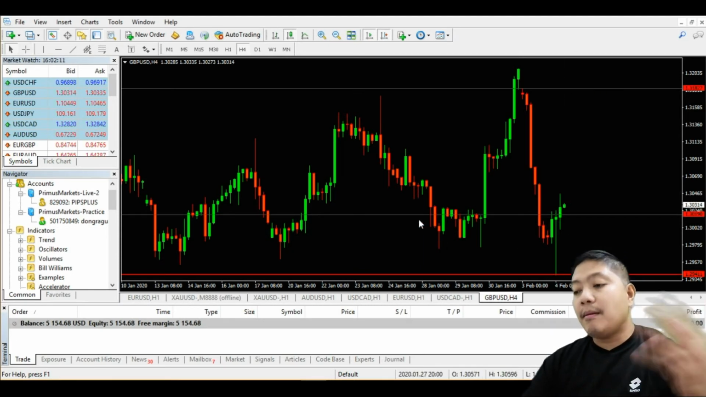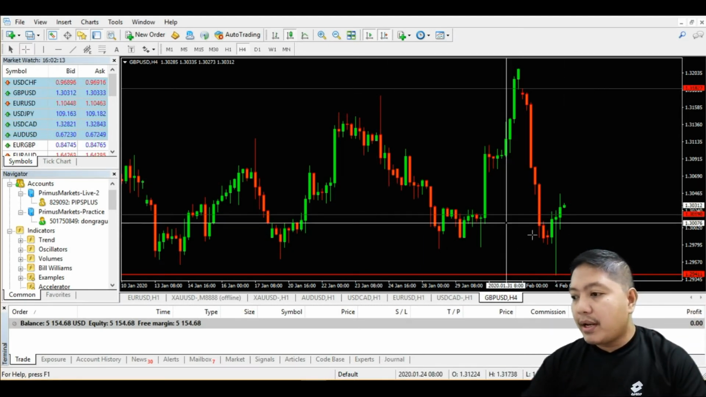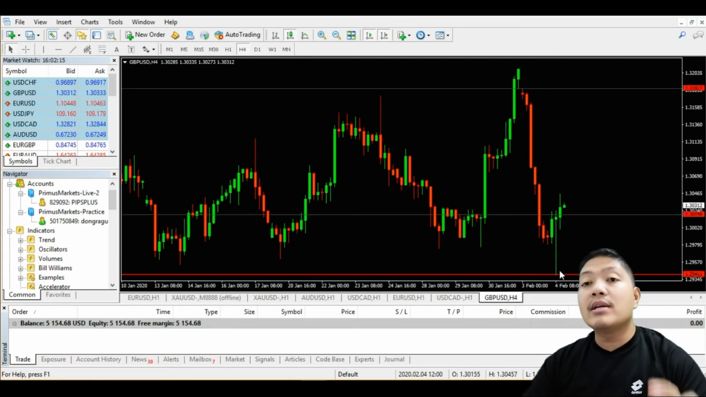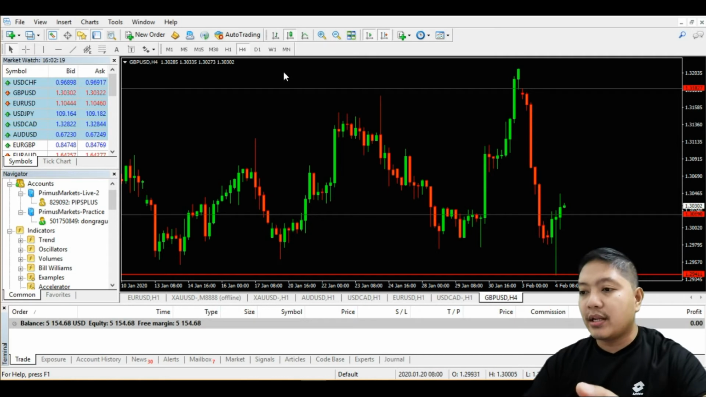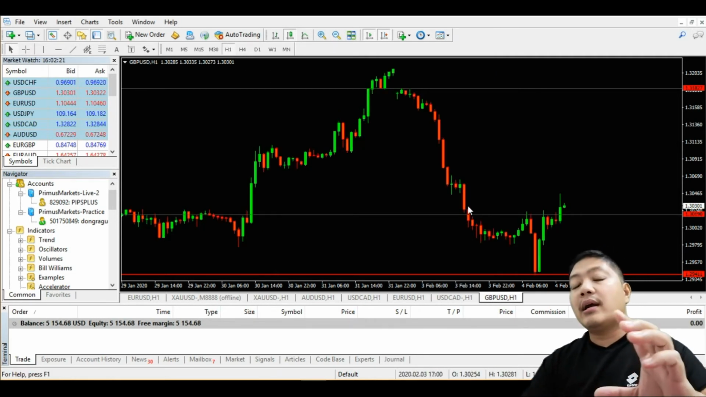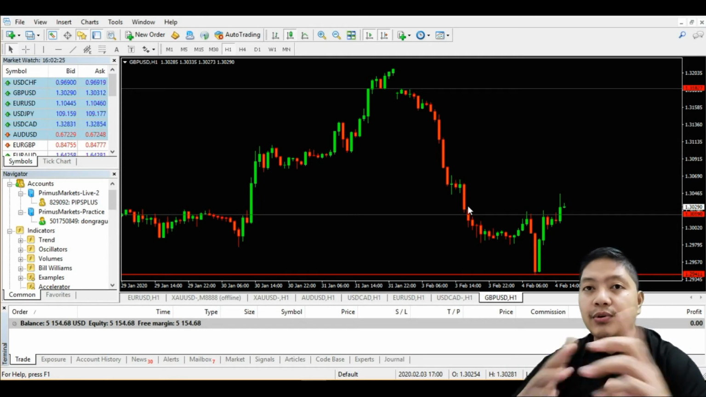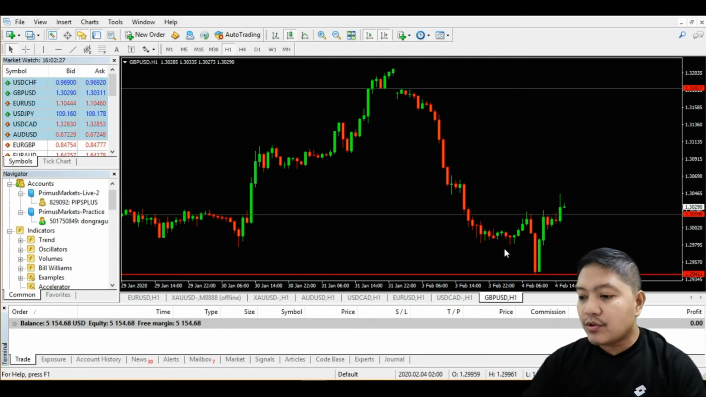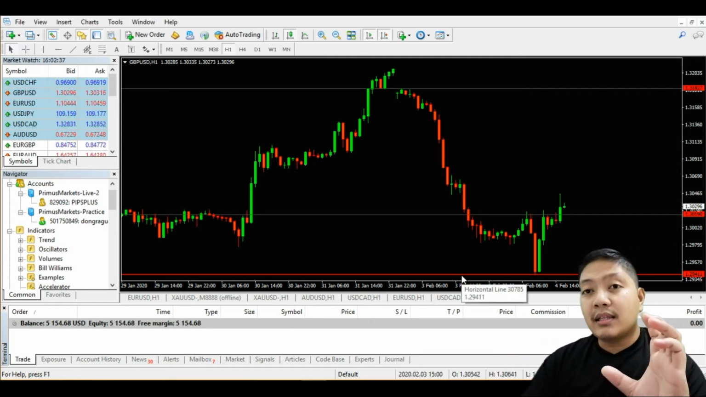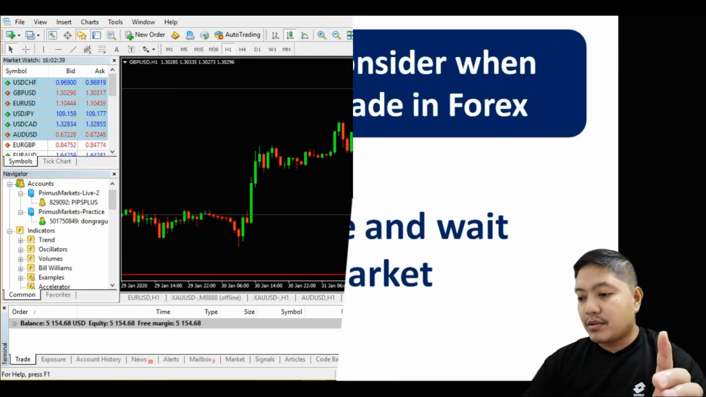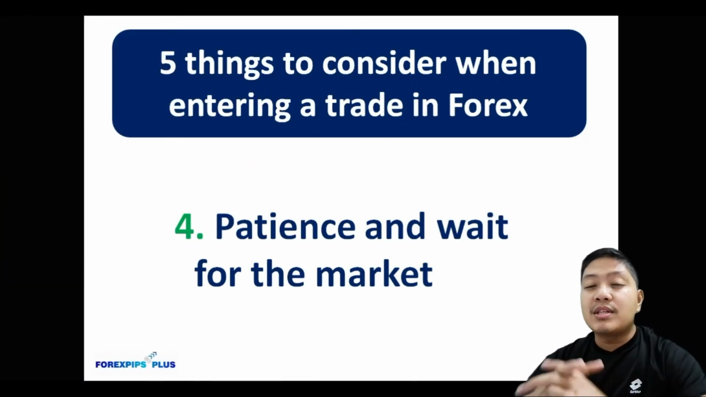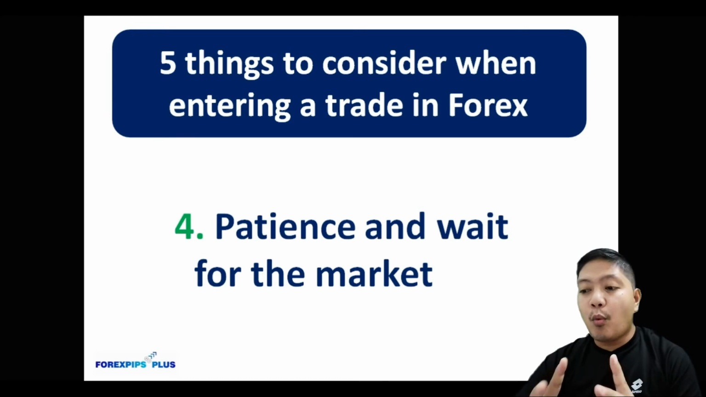So for my stop loss, you have to determine where the lowest is on that particular pair that you are going to trade. So it depends on the time frame that you're using, right? So that is how to identify your TP and your stop loss. Number 4 to consider is patience and wait for the market.